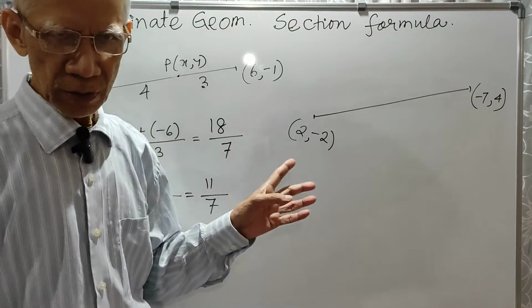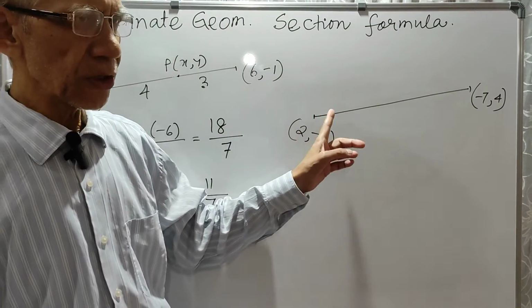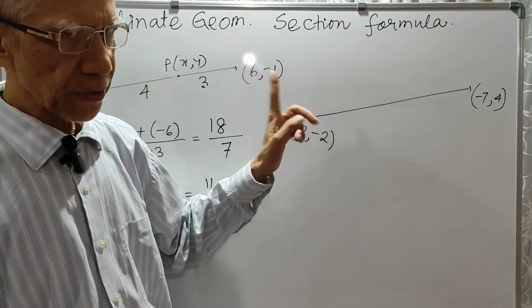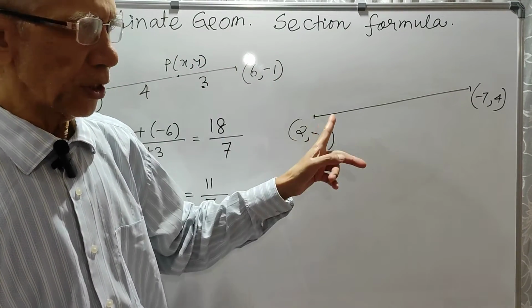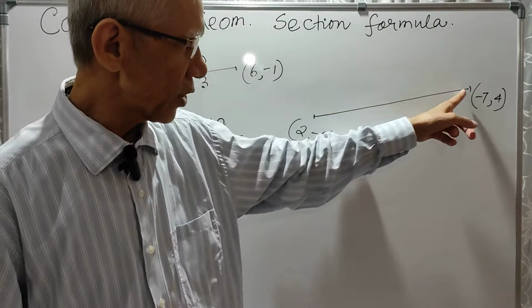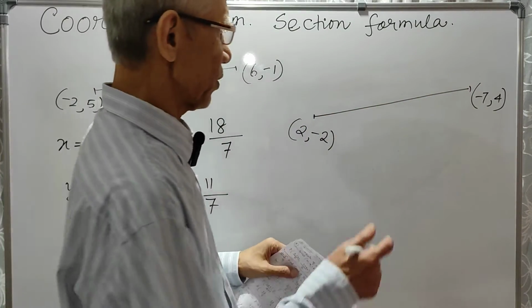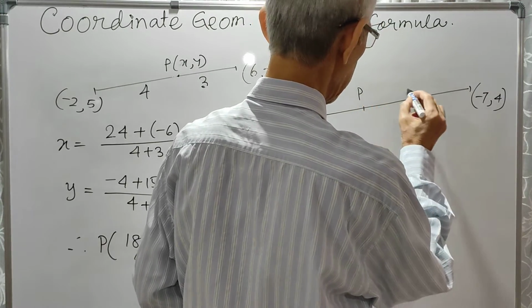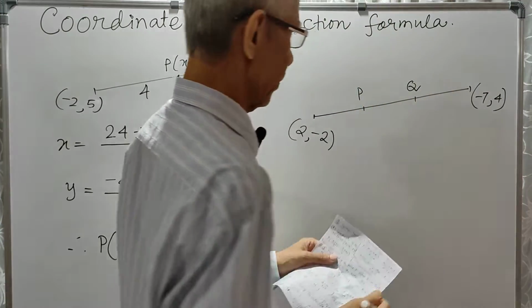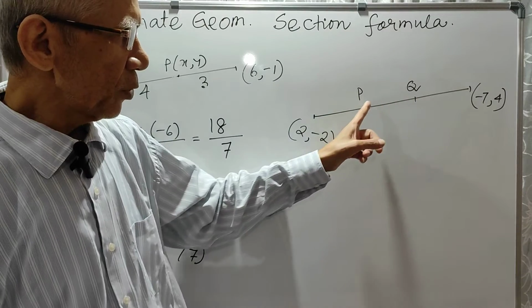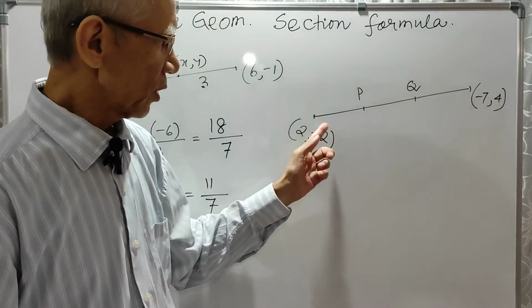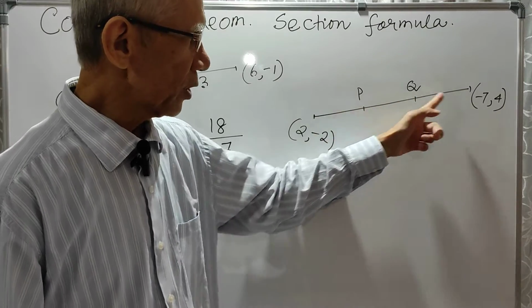Now the question is, we have to find the points of trisection of this line. Points of trisection means the 2 points which divide this straight line in 3 equal parts. So this point P, this point Q. P and Q are 2 points which divide this straight line in 3 equal parts. So this part is equal to this part is equal to this part.